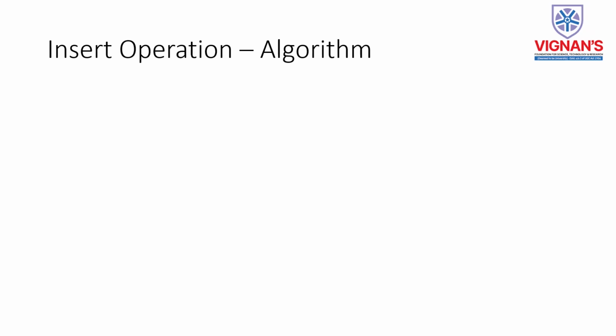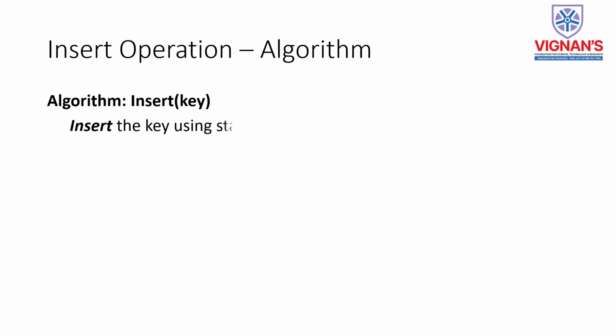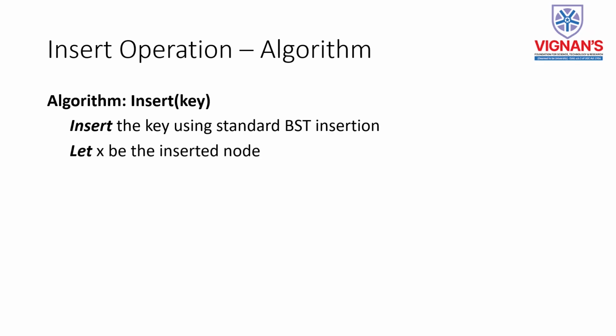This algorithm describes the steps used to insert a key into a splay tree. Insert the key using standard BST insertion. First, the key is inserted into the tree by following normal binary search tree insertion rules. Let X be the inserted node. After insertion, the newly added node is identified and referred to as node X. Perform splay on X. This splay operation is applied on node X to move it toward the root using rotations. Return the updated tree. Finally, the modified tree structure is returned after the insertion and splaying are complete.